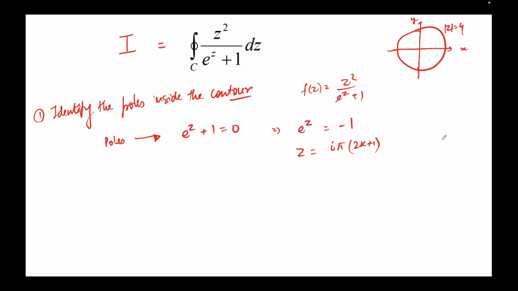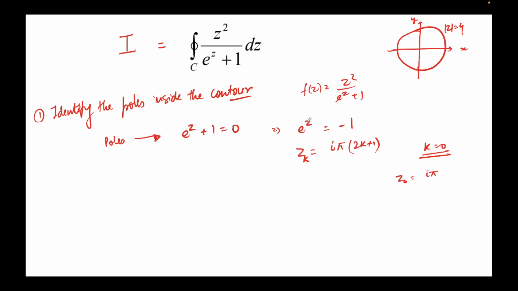So for the sake of simplicity, let's just assume k equal to 0. So there will be many poles, not just one pole. Let's say k equal to 0, so the first pole I can write as z0 equal to i pi.